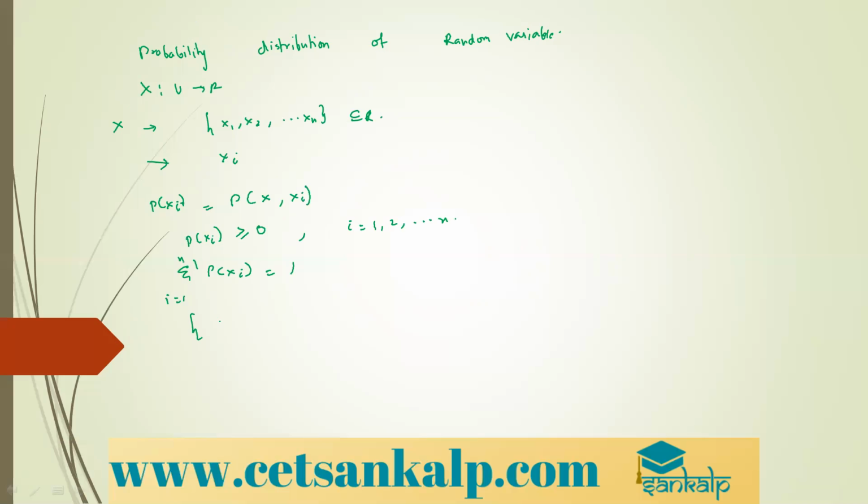If you take the set of real values p of x1, p of x2 up to p of xn, this is only called probability distribution of random variable, that is x1, x2 up to xn.